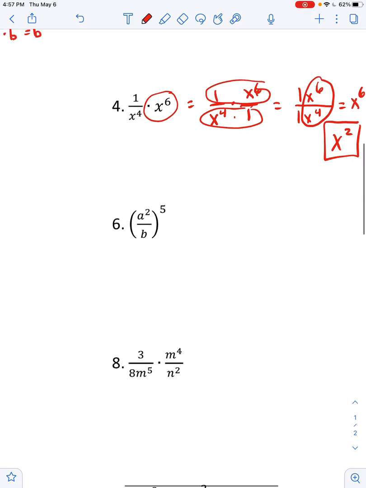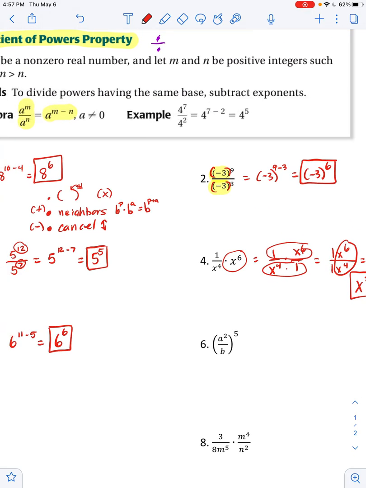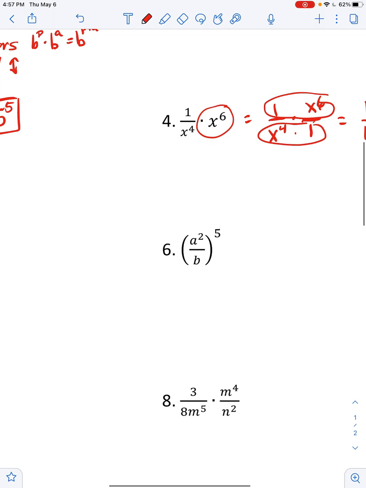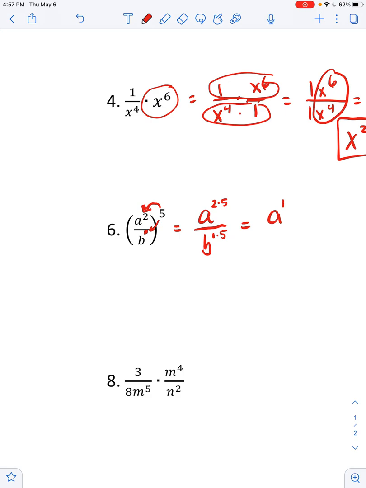Here I have parentheses, so I'm going to think back to what I kind of put here as my 3 things that I go through. And the first thing that I like to do is the parenthesis. And this power, because of the parenthesis, gets multiplied by all the powers that are in there. This b doesn't have a power written, so it's to the power of 1. And so that 5 power is going to get multiplied by both. So I end up with a to the 2 times 5 over b to the 1 times 5. So I get a to the 10 power on the top and b to the 5th.